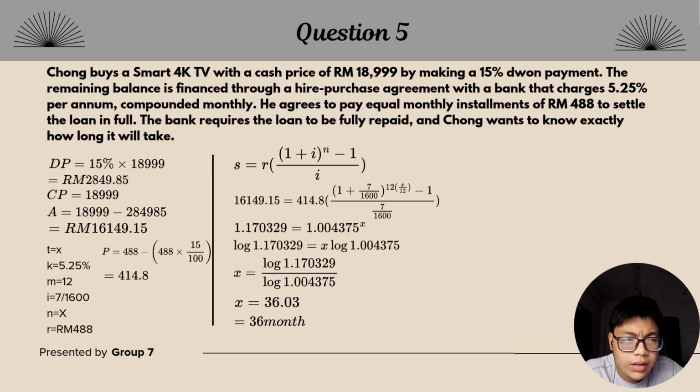And in order to solve this question, we need to use the formula. So we just put the information that we got and calculate it, and we got 170329 equals 1.004375^x. We use logarithm, we calculate the logarithm, and we got 36.03, which equals 60 months.